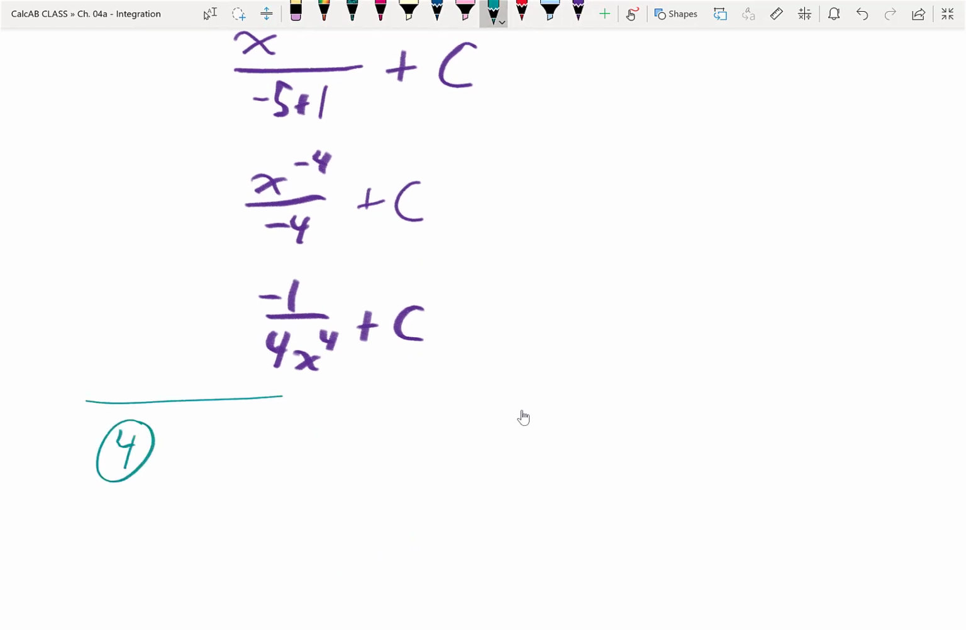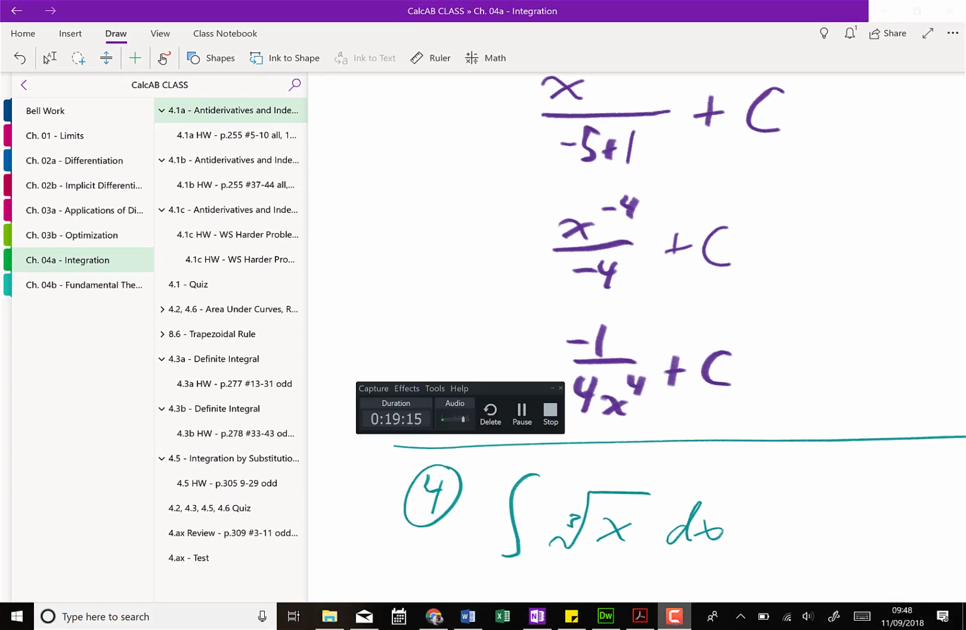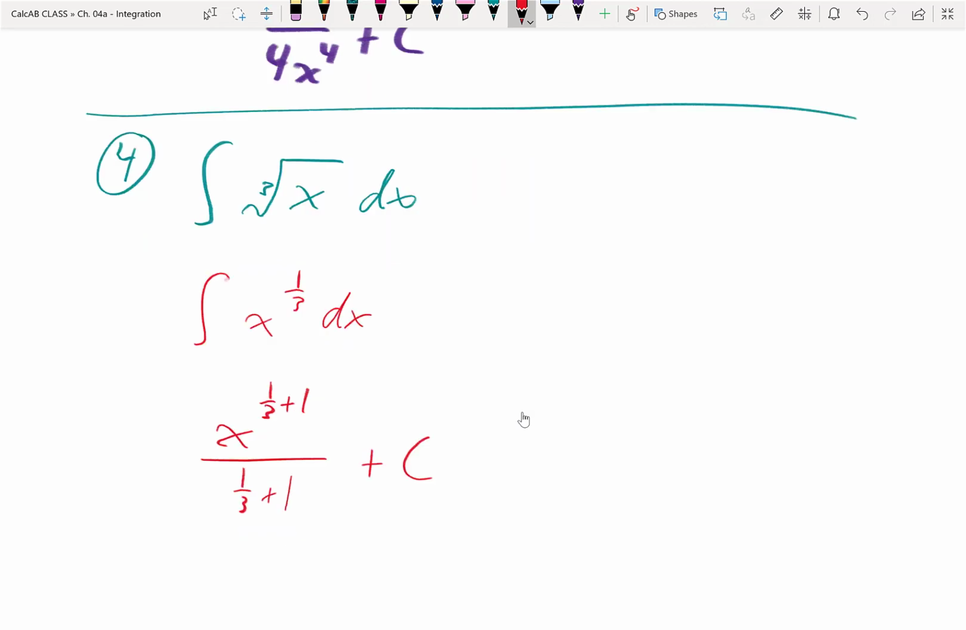Number 4. I am going to pause the video and give you guys a chance to do this one. Okay, resuming video. I rewrote this as x to the 1/3. For the first bits, if you want to write this as x to the 1/3 plus 1 divided by 1/3 plus 1 plus c, that can give you kind of fewer steps to do in your head.